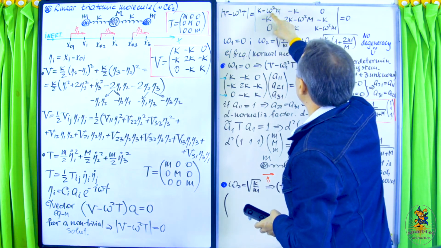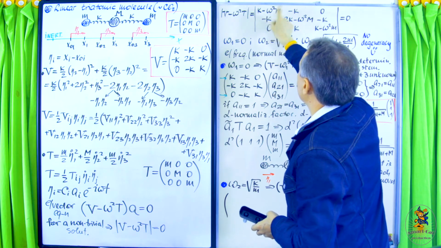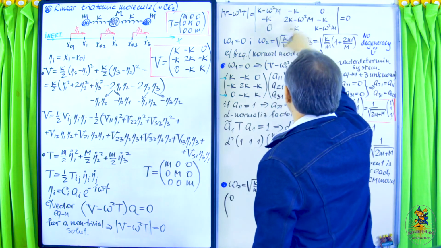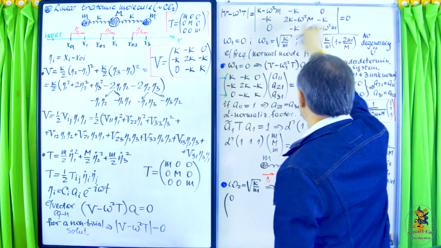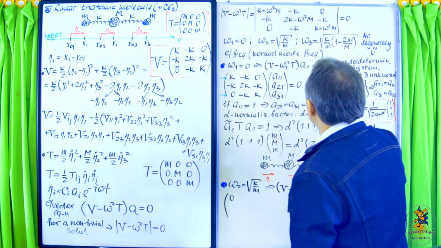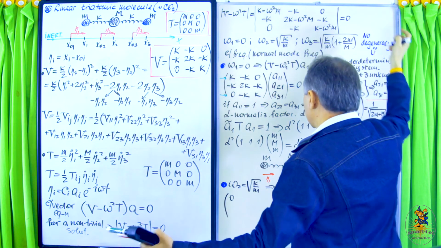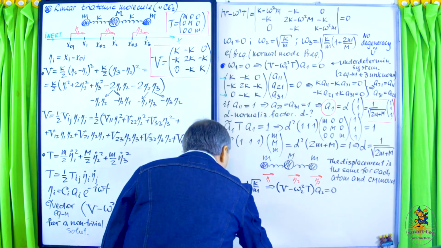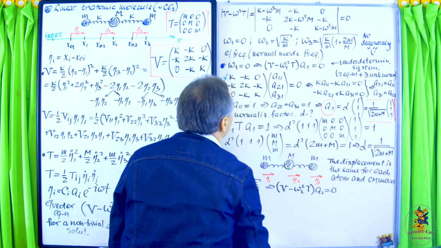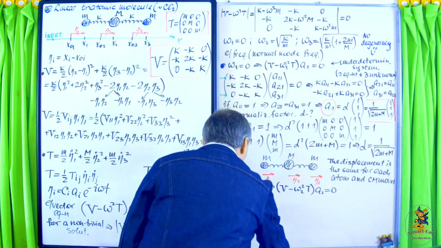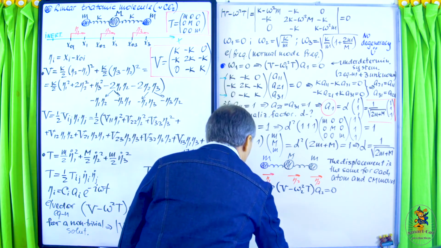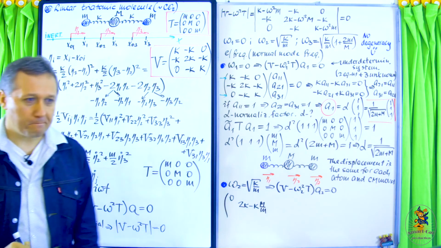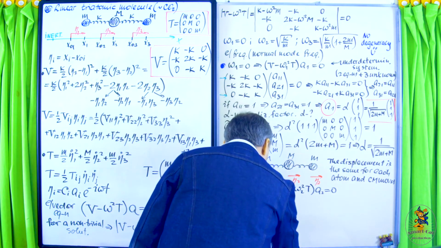K over m instead of omega squared, so m gets cancelled, k minus k, 0. Then, let me write again the diagonal elements, and the rest will be as in this determinant. K over m, nothing gets cancelled. So it will be just 2k minus k and the ratio of m capital over m small. Let me check. Yeah. And the last one, the same like the first one, 0.